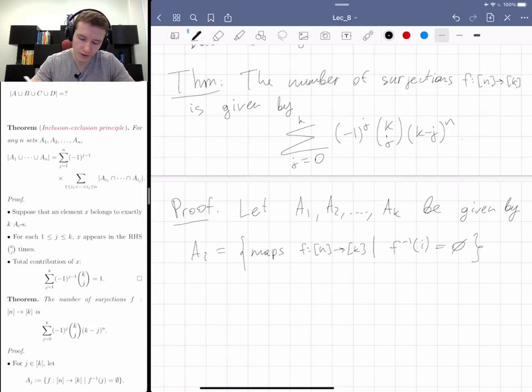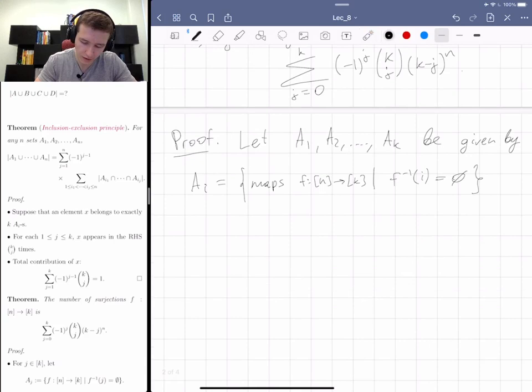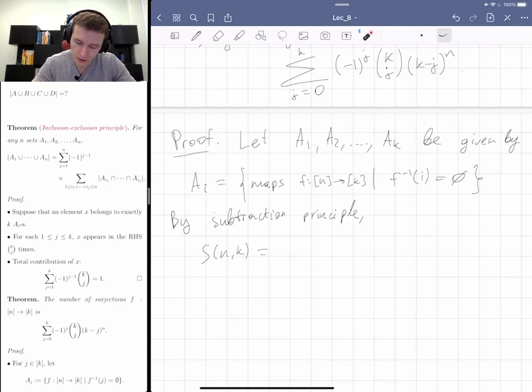So instead of counting things that go good, I'm going to count how things can go bad. And things go bad precisely when one of the pre-images is empty. So by the subtraction principle, we have S(n,k) is, first of all, you have to take the total number of maps, and then subtract the union of these A_i's. The total number of maps is k to the n minus the size of the union A_1, A_2, all the way up to A_k.